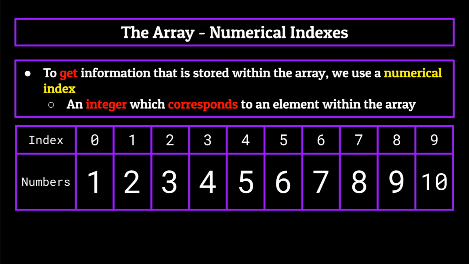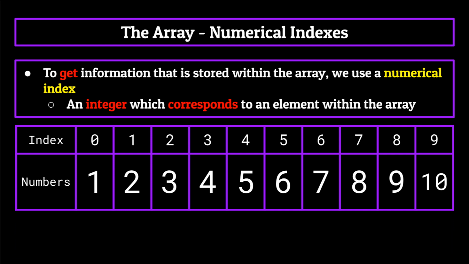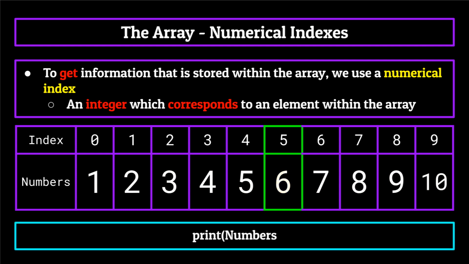Now, to retrieve information from a certain position within the array, you would reference it using both the array's name and then the index number of the element you wish to retrieve. Say we have our array called numbers here, which contains the integers 1 through 10. To print out the element at the 5th index, in this case the number 6, we would reference the array name, in this case numbers, and then in a set of brackets we would place the index we want to retrieve, in this case the number 5.